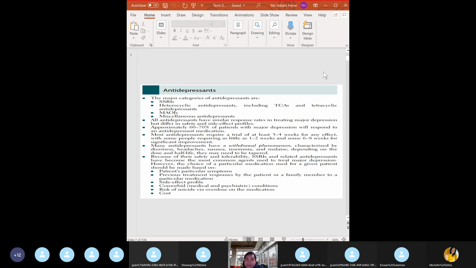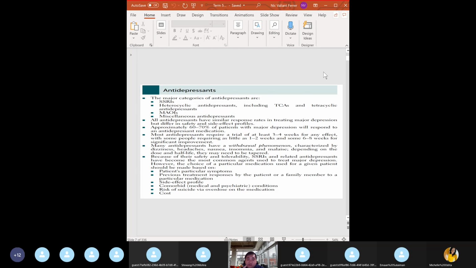Most antidepressants require a trial of 3 to 4 weeks for an effect, some people requiring as little as 1 to 2 weeks, some 6 to 8 weeks. Don't forget, antidepressants have a withdrawal phenomenon. So in the vignette, if they say there's dizziness, headaches, nausea, insomnia, and malaise, you need to taper down the antidepressants. Because they're much more tolerable to the patients, because of safety, SSRIs and others have become the most common agents used to treat major depression.